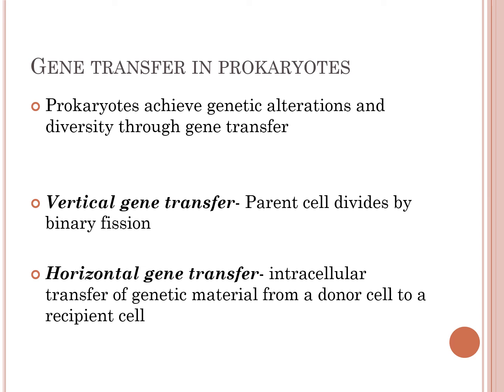Now, prokaryotes achieve genetic alterations and diversity through gene transfer. And gene transfer can happen in a couple of ways. One is called vertical gene transfer, and the other is called horizontal gene transfer. Vertical gene transfer is when the parent cell divides by binary fission and there are exact copies of genetic material separated by cytokinesis. In horizontal gene transfer, intracellular transfer of genetic material from a donor cell to a recipient cell is what occurs.